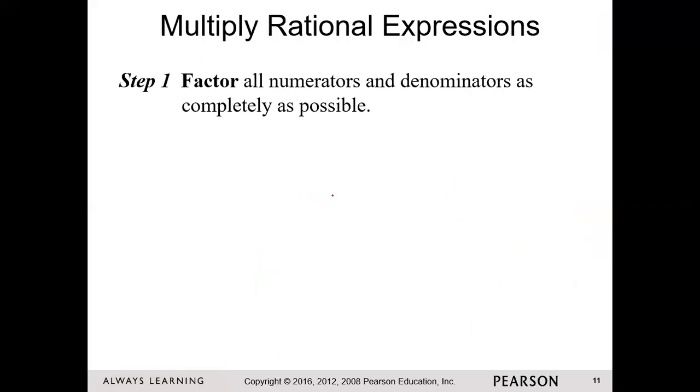So to multiply rational expressions, again, the first thing that you're going to want to do, no surprise here, is factor all the numerators and all the denominators as much as you possibly can, and then see if you have anything in common.